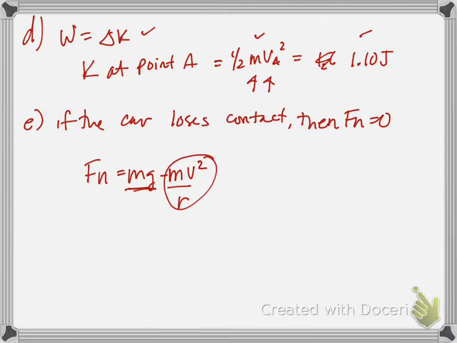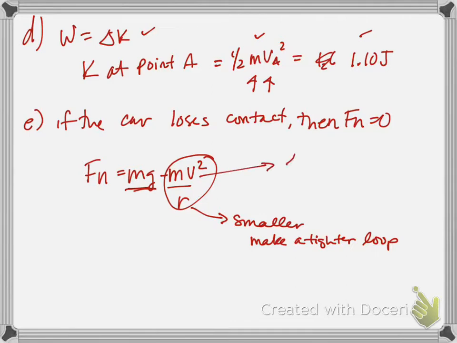So in order to do that, we could do two things. In order to make this fraction big, I can make this radius smaller because that's on the bottom there. So what does that mean? That means make a tighter loop. What happens here is that this second term gets bigger and it decreases the normal force.